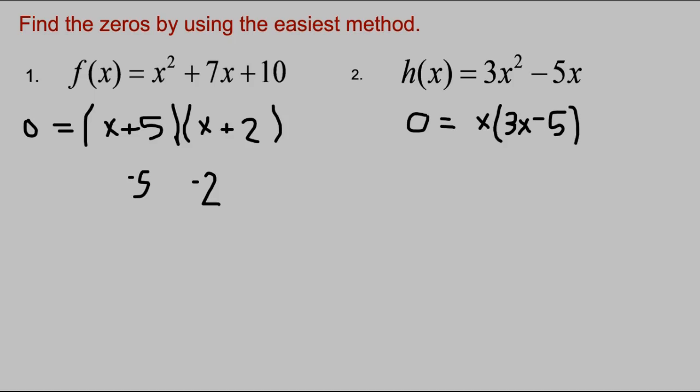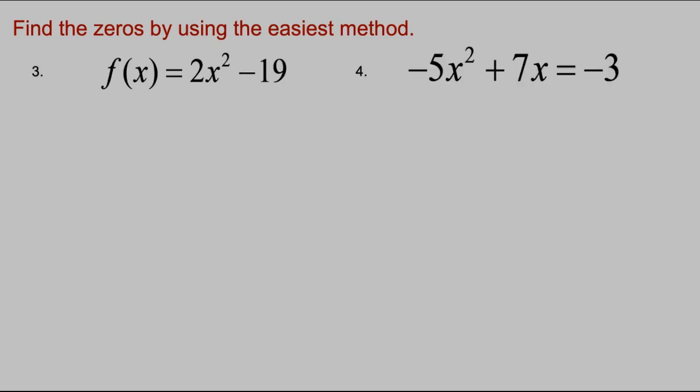This actually kind of confuses people when this x is a factor, but that x means that if 0 is in place of x, this equation is going to be true. So 0 is one of the roots. And the other one, 3x minus 5, is going to be 0 when x is the opposite of -5, which is positive 5 over 3, so 5/3. So those two factored, so that's the easiest way to solve those, by factoring.